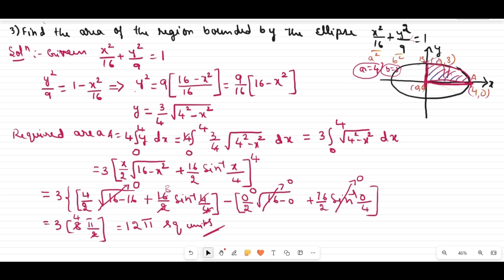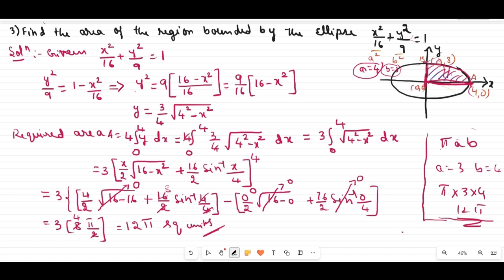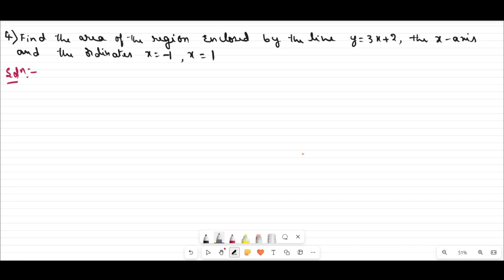See, actually the area of the ellipse is what? Pi AB, isn't it? The area of the ellipse is pi AB. So A is equal to 3, B is equal to 4. What you should get is pi into 3 into 4, which is 12 pi. This is the verification you can do. After getting the final answer, whether the problem is correct or wrong, you can verify here. I think you have got this question. I will move to the fourth question.